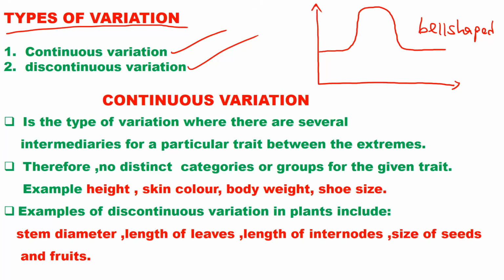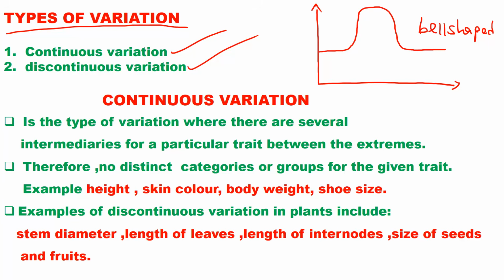So in a continuous variation, they are intermediaries between the two extremes. Between the two extremes, it means the tallest and the shortest, there are different heights in between. Okay, you have the medium, we have those, and those. So that is what it means.